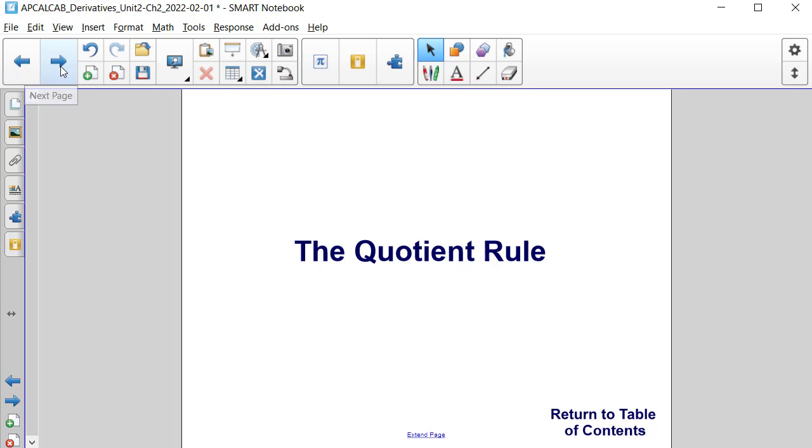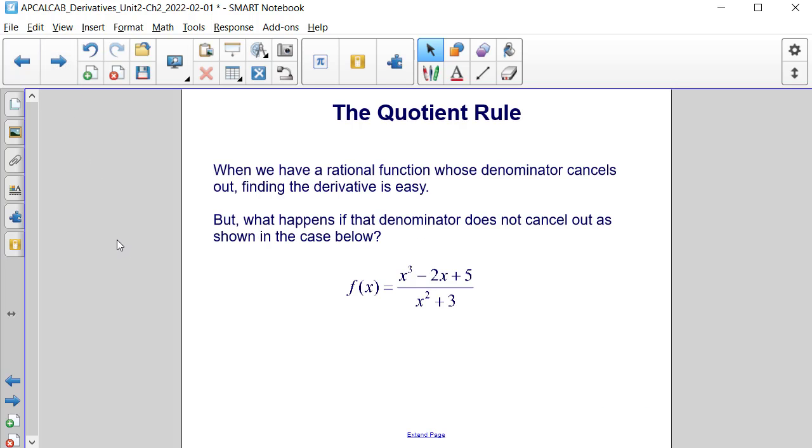The quotient rule. When we have a rational function whose denominator cancels out, finding the derivative is very easy. But what happens if the denominator does not cancel out, as shown in the case below?